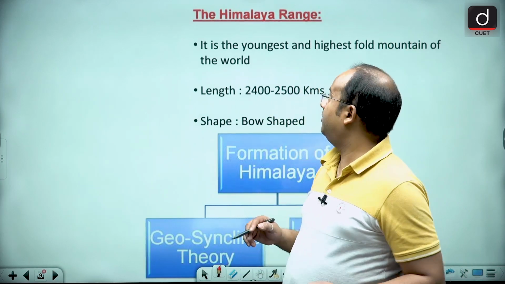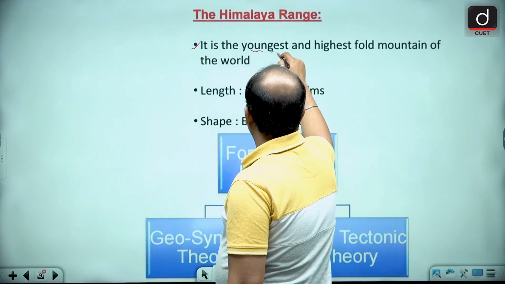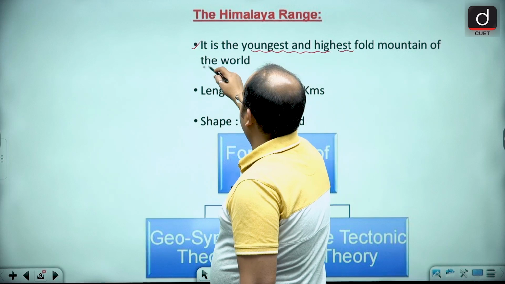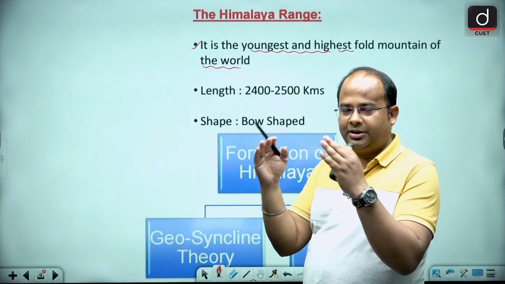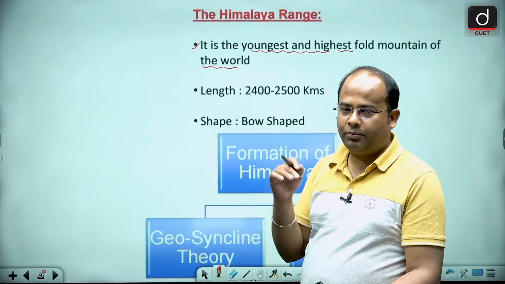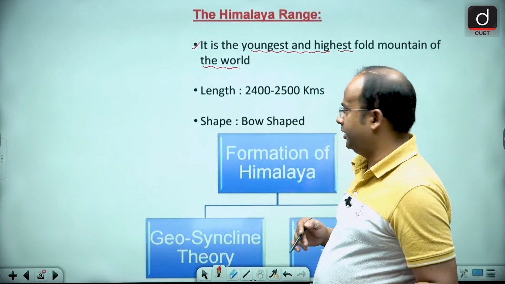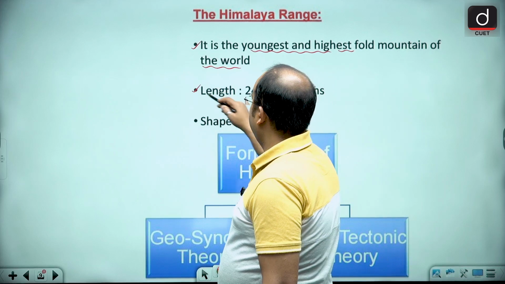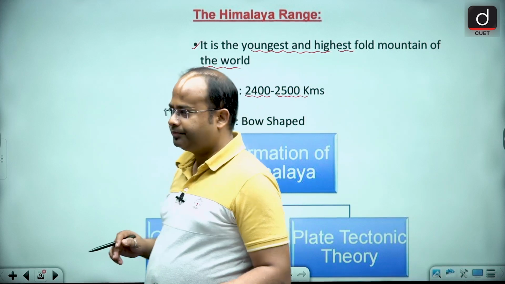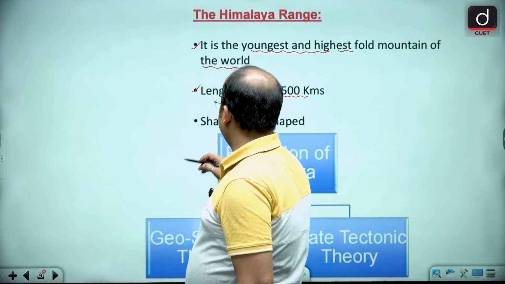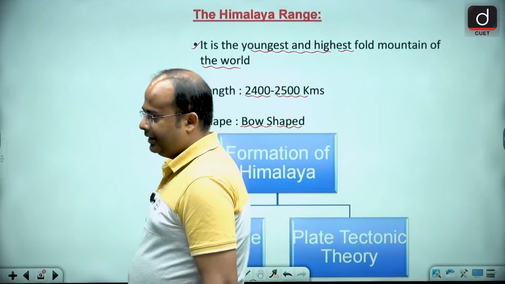Now guys, the Himalayan range is the youngest and highest fold mountain in the world. A fold mountain is one where you have the conical shape of the mountain. This is the youngest fold mountain. The length of the Himalaya is around 2400 to 2500 kilometers, and the shape of the Himalaya is bow shaped.